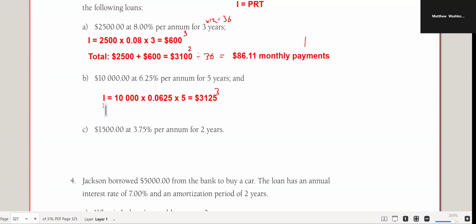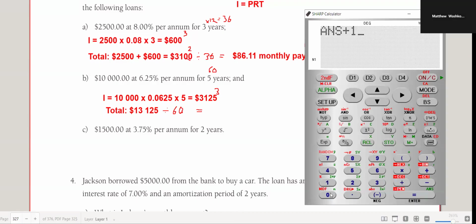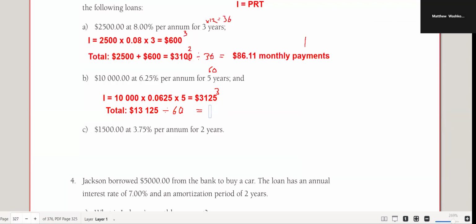Which means my total would be $13,125, right? I just added that on to the $10,000. Now, there are 5 years, and 5 times 12 is 60, so there are 60 months here. All I have to do is divide that by 60 months, and my monthly payment is $218.75. All right, so try out question C on your own.